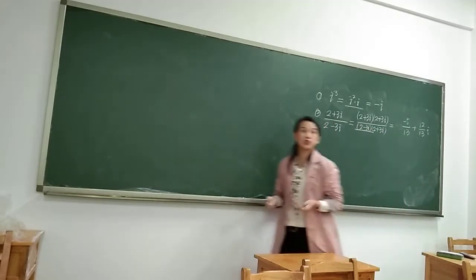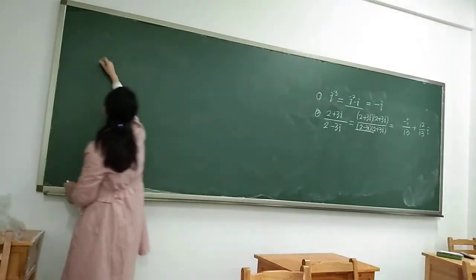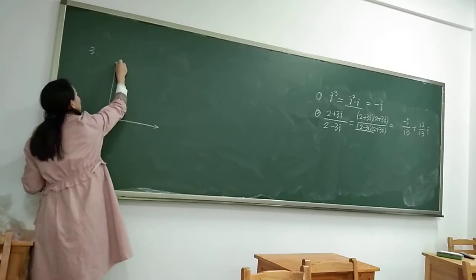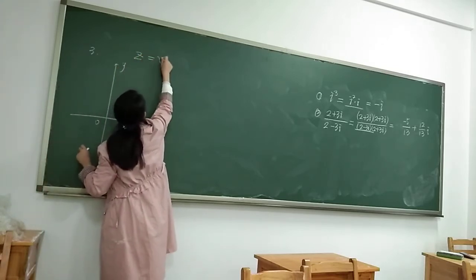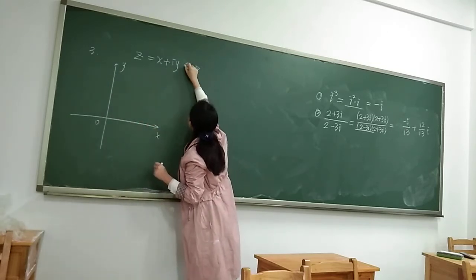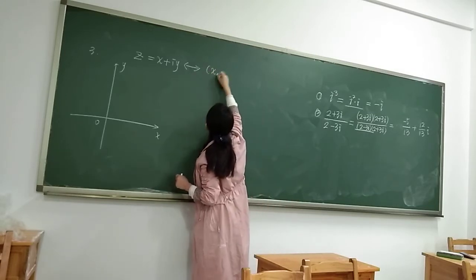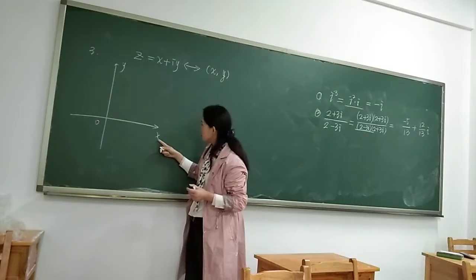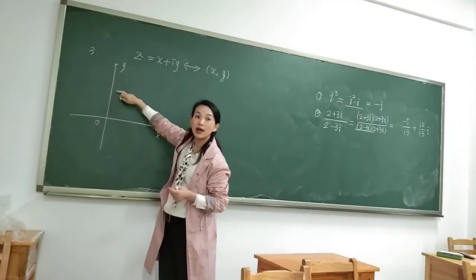The next one is the geometric representation of complex numbers. What's the meaning of this one? If z equals x plus iy, this is the real part and this is the imaginary part. So we say this is the real axis and this is the imaginary axis.